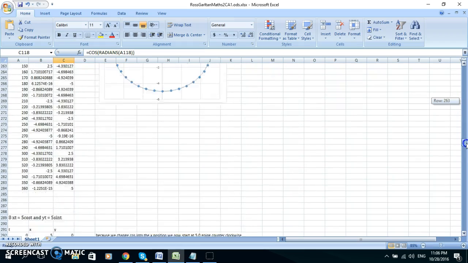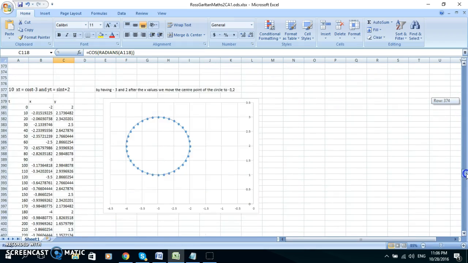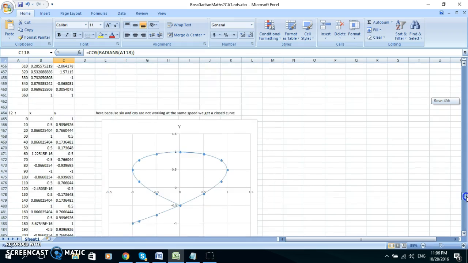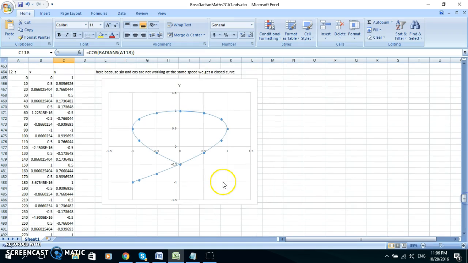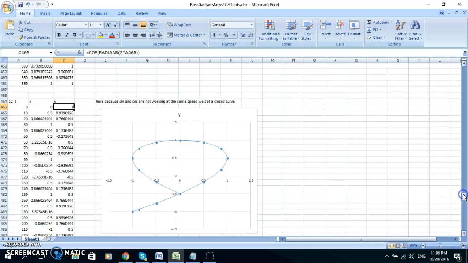Now, for example, I'll go down to here, and here we have sine working at 3 times speed and 2 times the speed, and we get a closed curve as a result. We don't get our perfect circle.